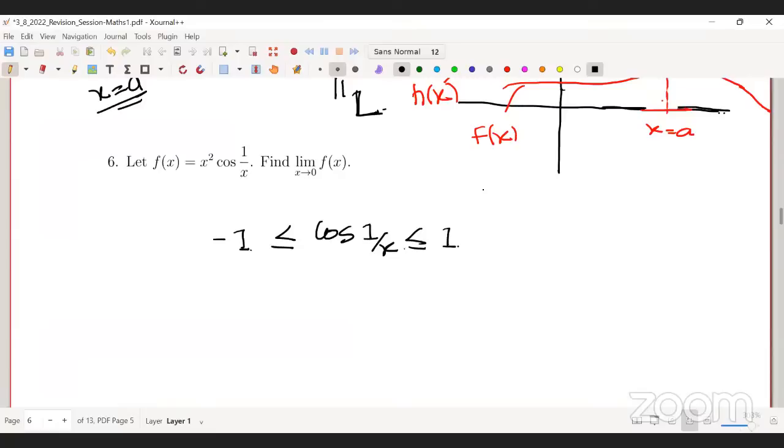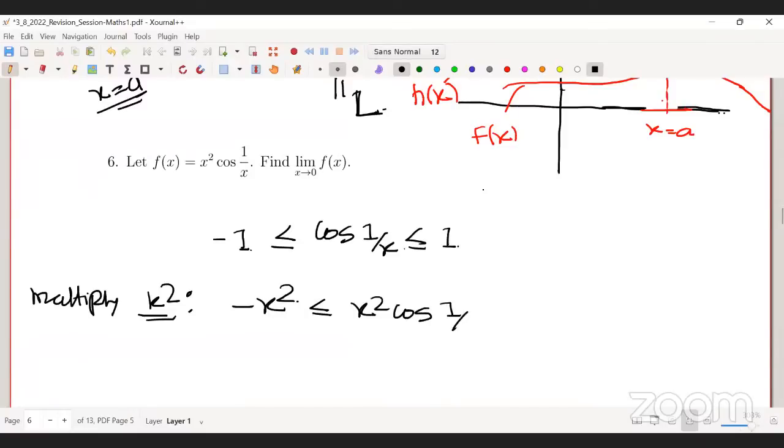So the thing is, this cos 1 by x is basically between 1 and -1. But what I want is the limit of a different function, that is cos 1 by x multiplied by x square, right? So I have to multiply by x square. If I multiply by x square, what will I get? x square cos 1 by x is less than or equal to x square.